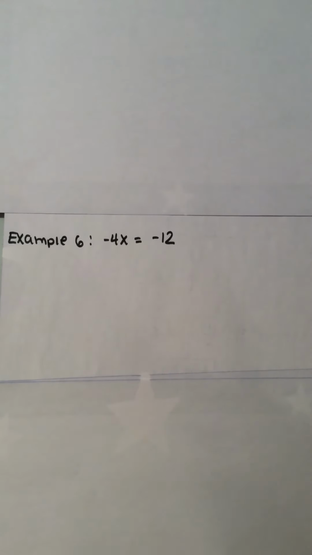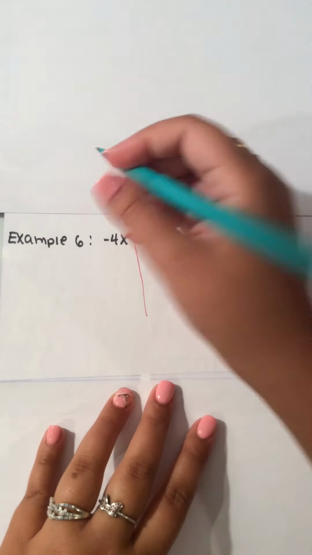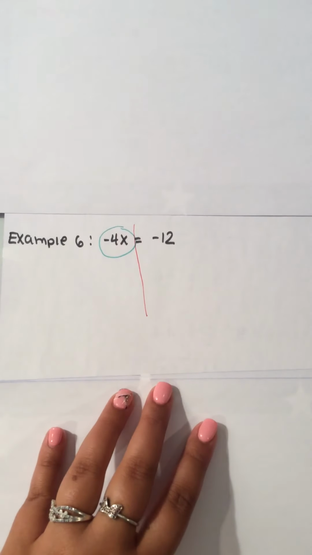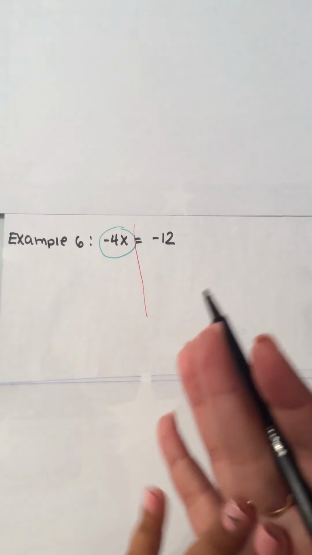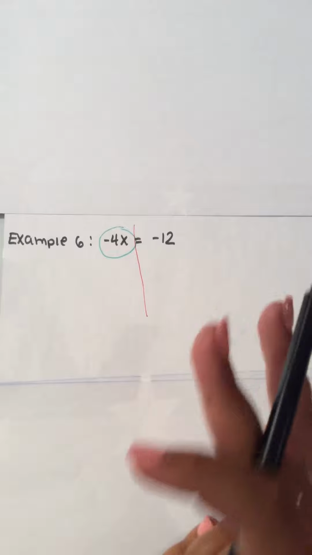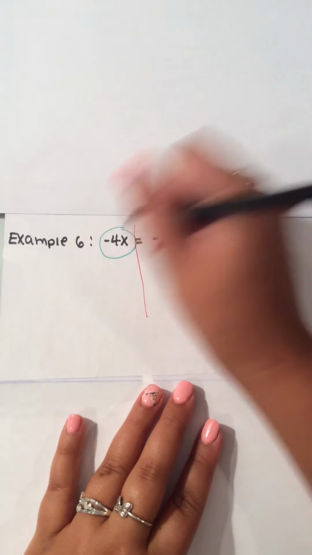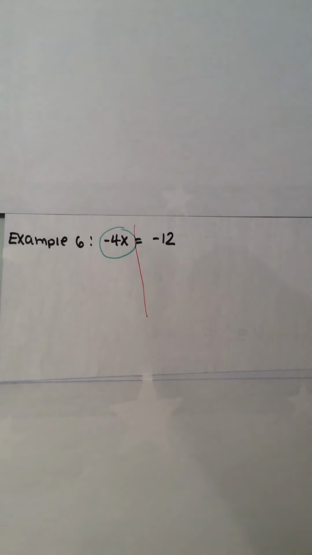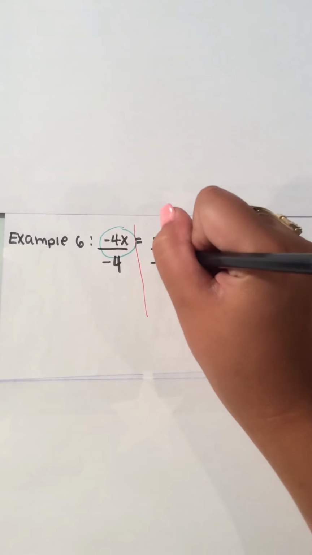All right, last example. Example 6. Negative 4x equals negative 12. I'm going to draw a line down that equal sign. I'm going to circle that variable. And if I look, I have a negative sign and a negative sign. I know we get scared with negatives because they happen a lot, but they're nothing to be worried about. These are being multiplied like we just talked about. Negative 4 times x, which gives us negative 4x. To undo multiplication, you're going to divide by negative 4 on both sides.